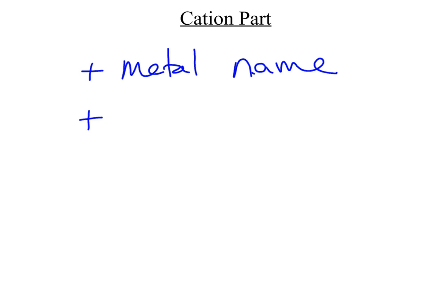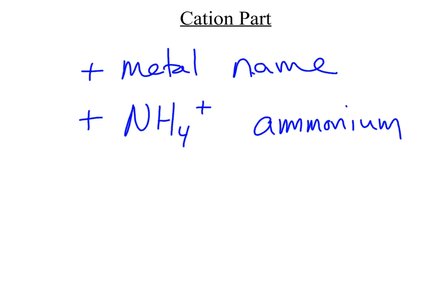The cation part, again, is the metal. Most times this is going to be the metal name. So we have sodium chloride, potassium chloride, calcium chloride, strontium chloride. So it's just the metal name plus the anion part. There is one polyatomic cation that we're going to be responsible for. Polyatomic meaning multiple atoms. And that is NH4 with a positive charge. So this is a cation, and this is called ammonium. The ammonium ion.